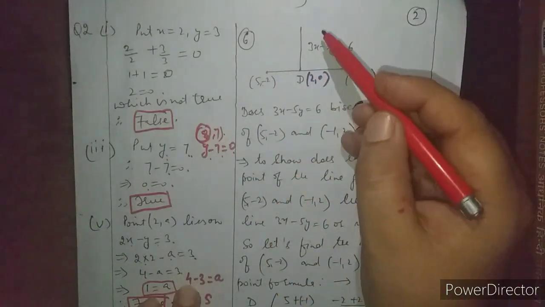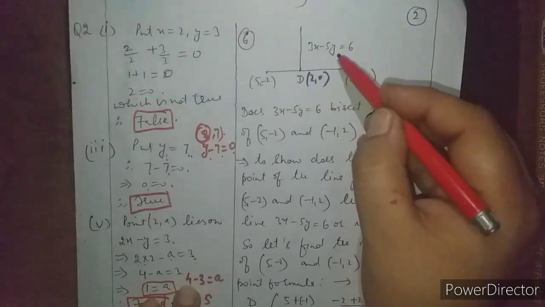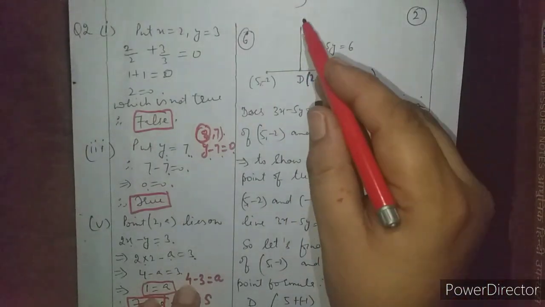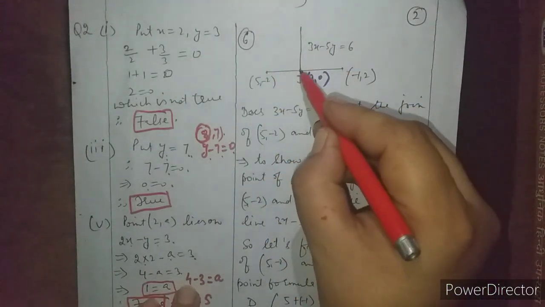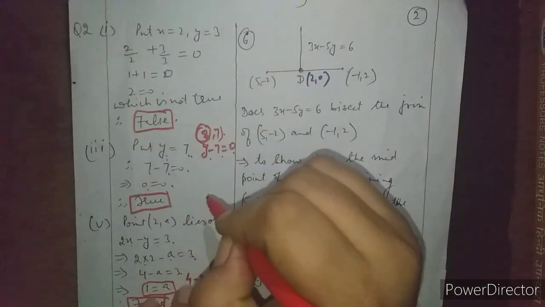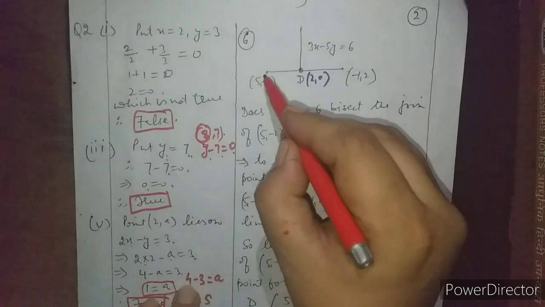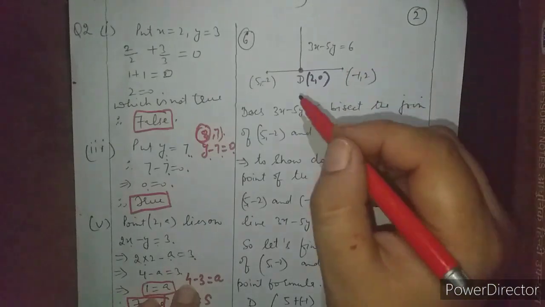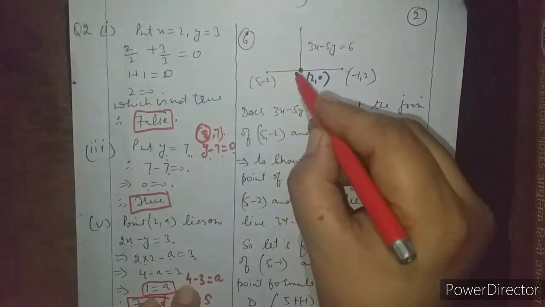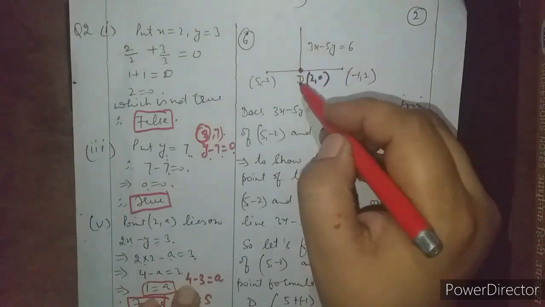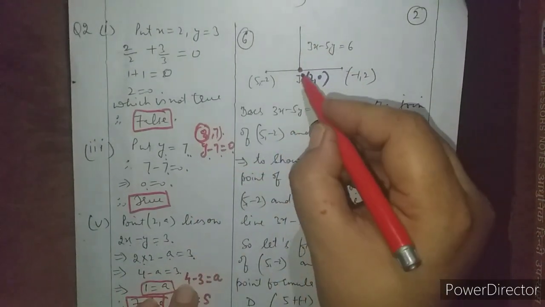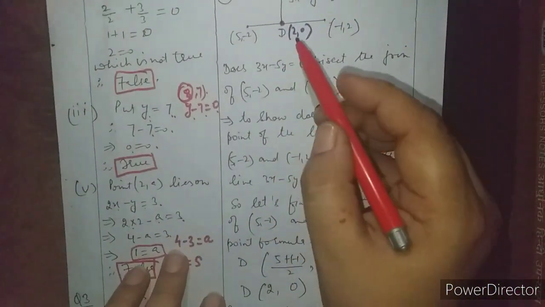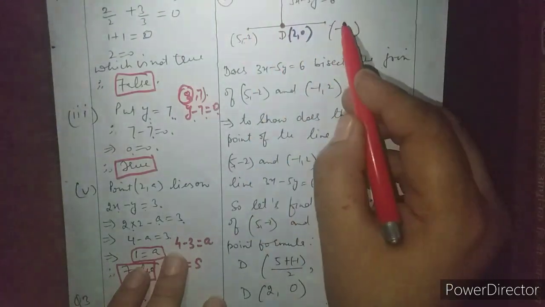Now the question is whether this line, 3x minus 5y equal to 6, bisects the join of this and this. Bisect the join means whether this line cuts the other line at its midpoint or not. Very important line. Again see, whether the given line cuts the second line at its midpoint or not. In other words, what we want to show is whether the midpoint of the horizontal line lies on the vertical line or not. For that we have to find out the midpoint of the horizontal line, right?